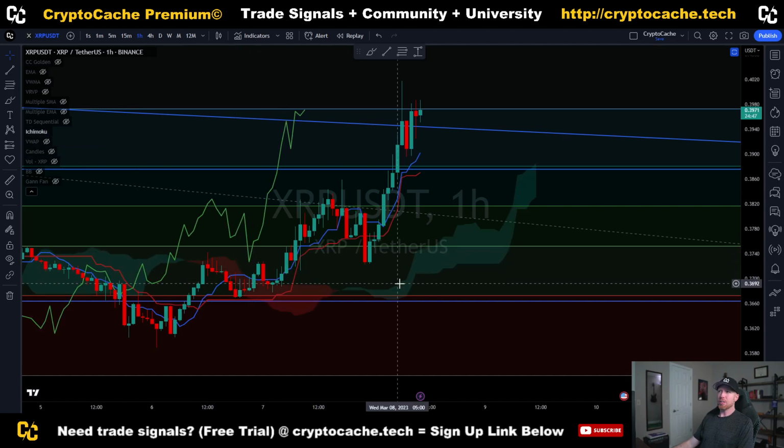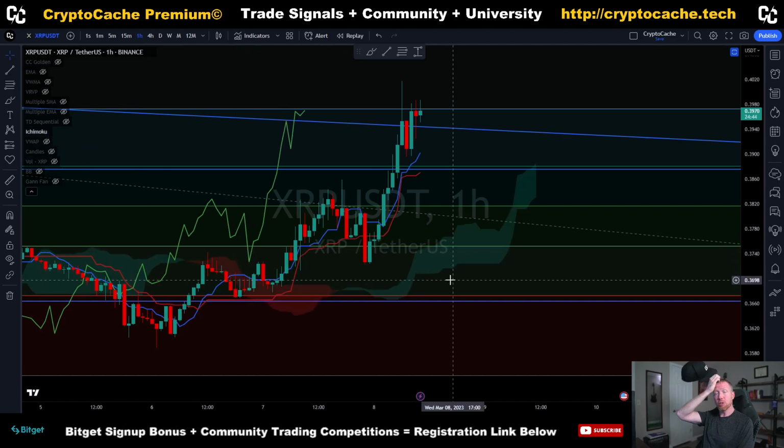Ichimoku Cloud, very similar scenario here. All green lights to go ahead and leave your position open. So when I say take profits, I'm referring to taking a percentage of your total profit, right? Make sure you adjust your stop loss to at least break even, take some profit. Price comes down, you still walk away in the green.